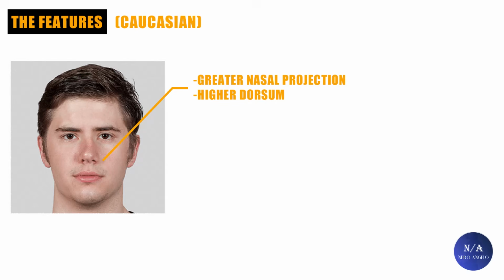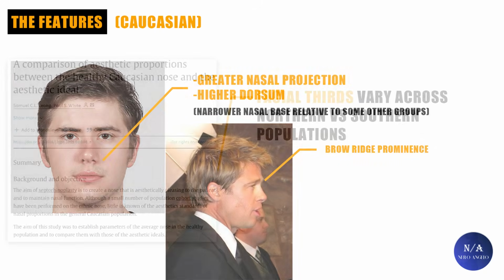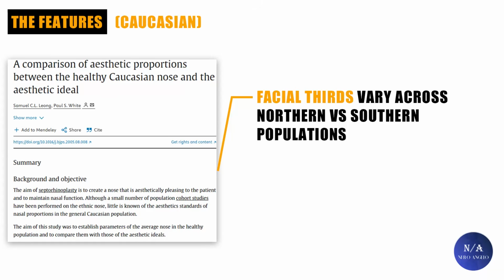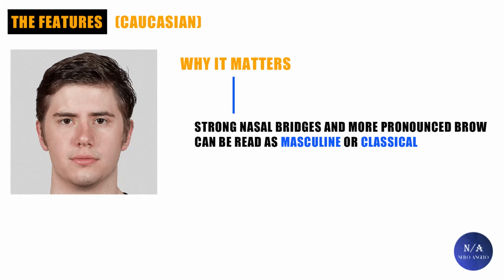Fourth, European and Northern European, also known as Caucasian. The tendencies often display greater nasal projection and higher dorsum, with a narrower nasal base relative to some other groups. Variability across Europe is large. Brow prominence and facial thirds vary across northern versus southern populations. Why does it matter? Strong nasal bridges and more pronounced brows can be read as masculine or classical, but extremes, very prominent noses or brows, drive aesthetic interventions.